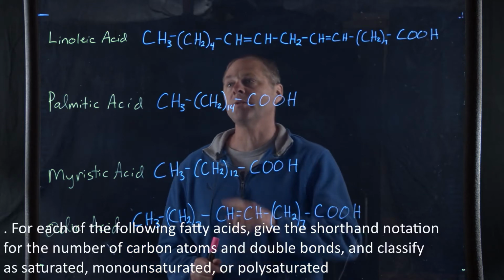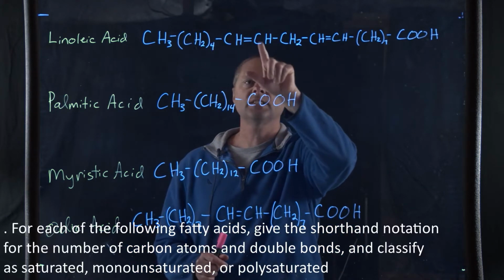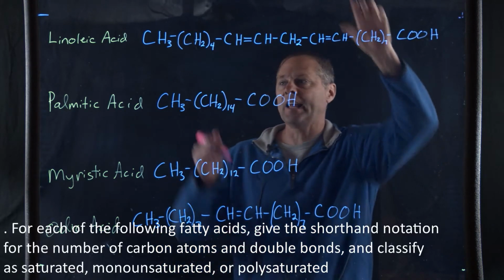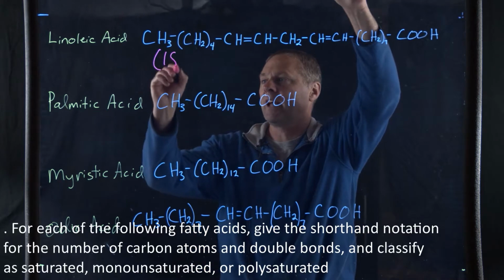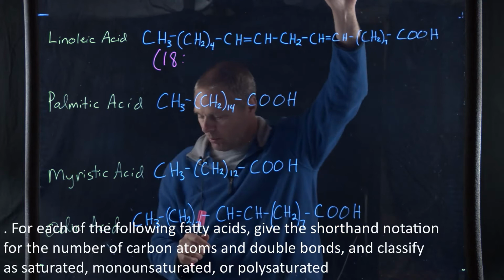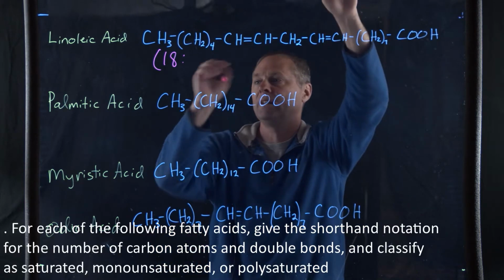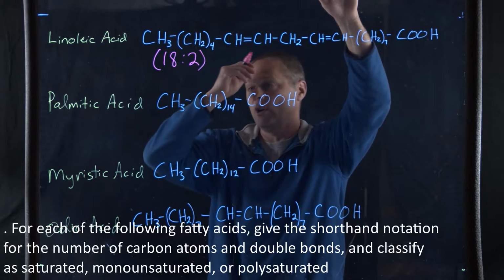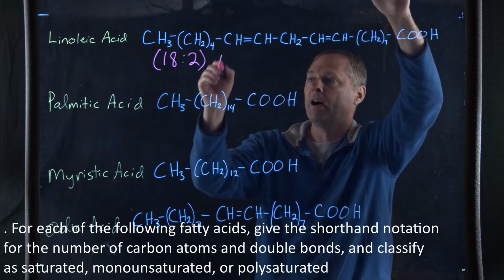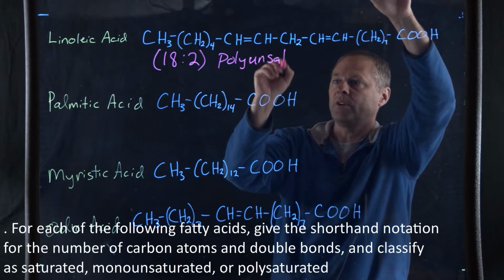If we count the number of carbon atoms, here we have 1 plus 4 is 5, 6, 7, 8, 9, 10, 17, and 18. So we'll write this as 18. That's going to indicate the number of carbons. Now we want to indicate the number of double bonds. There's a double bond there, and a double bond there, so that would be 2. So it would be 18 colon 2. And since there are 2 double bonds, this is considered polyunsaturated.